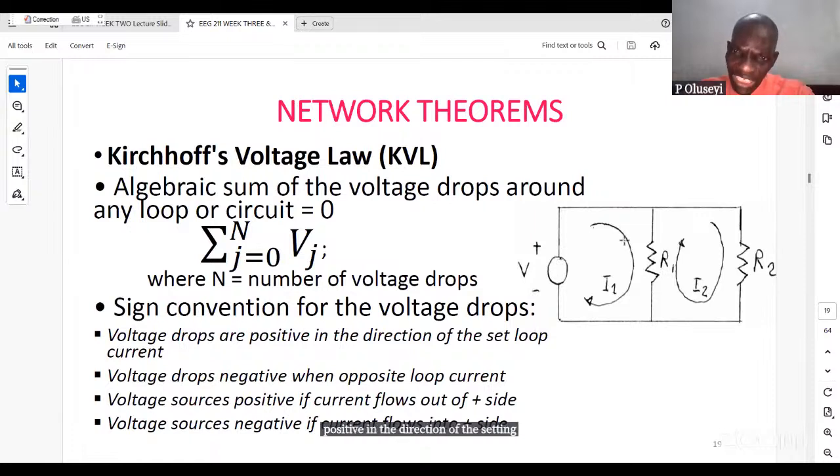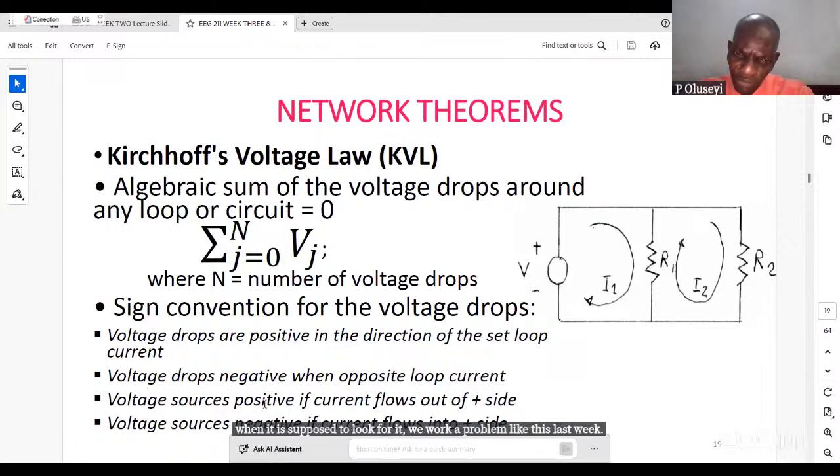When you are following the direction, the voltage drop is said to be positive if you are following the direction of the loop current. Our loop current, we normally take it as clockwise, and if you follow the route, you take it as positive. But voltage drop is negative when it is opposing the loop current. We worked a problem like this last week.